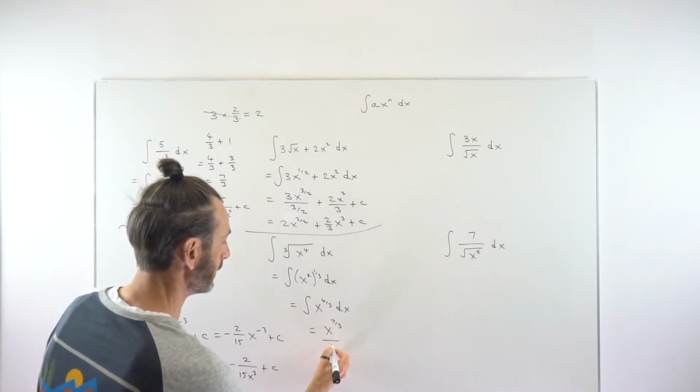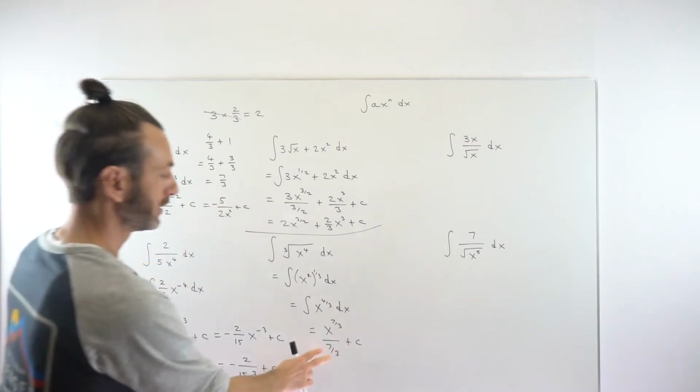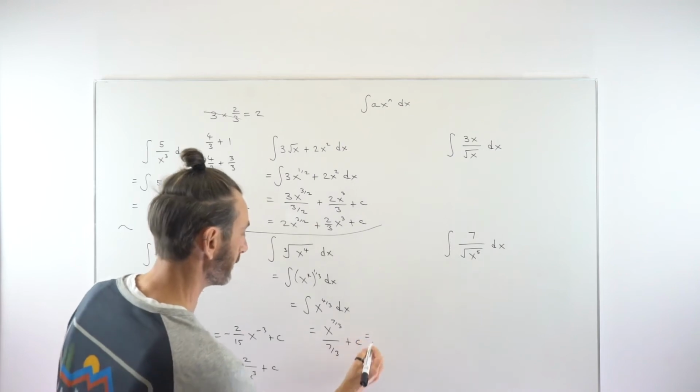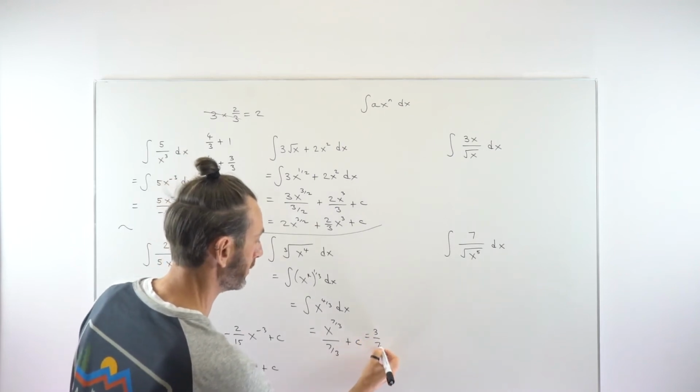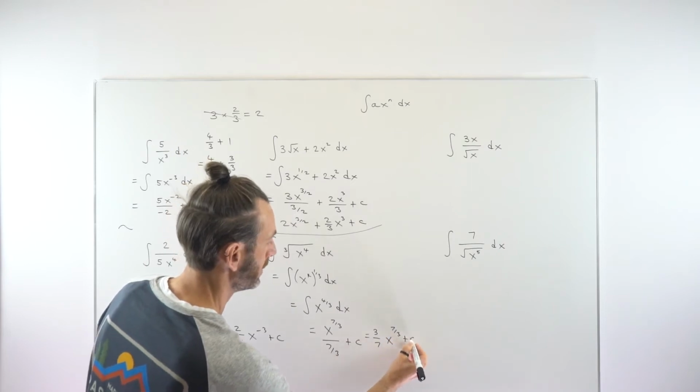And then we divide by the new power, so dividing by 7/3, and we've got our plus c on the end. Dividing by a fraction, again, we can flip it and multiply by it. So instead of dividing by 7/3, we multiply by 3/7. So it becomes 3/7 x to the 7/3 plus c.